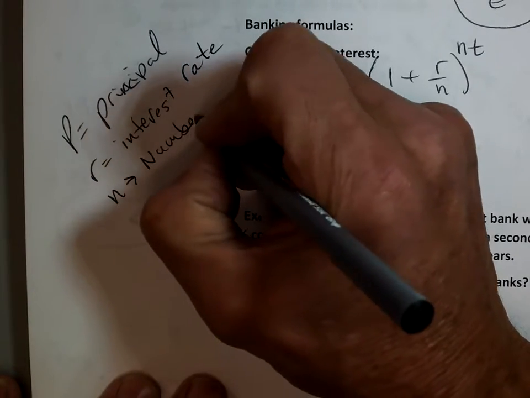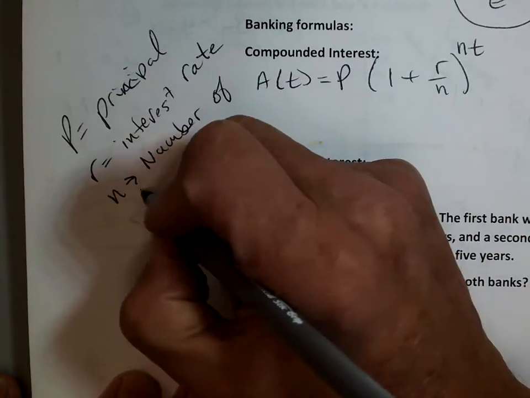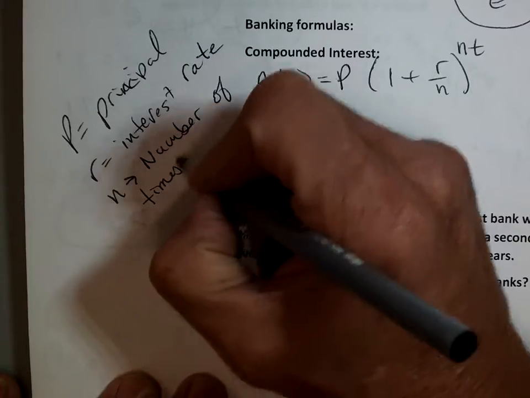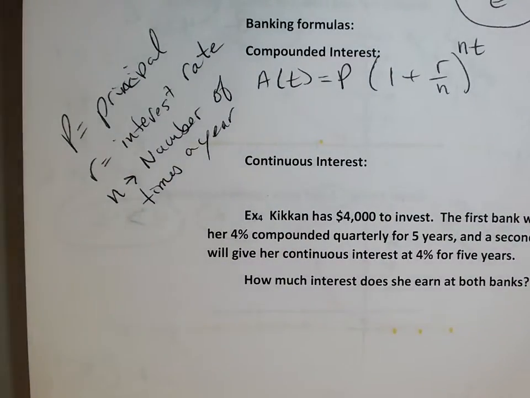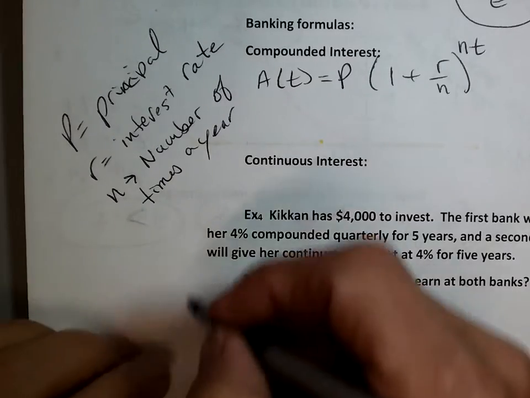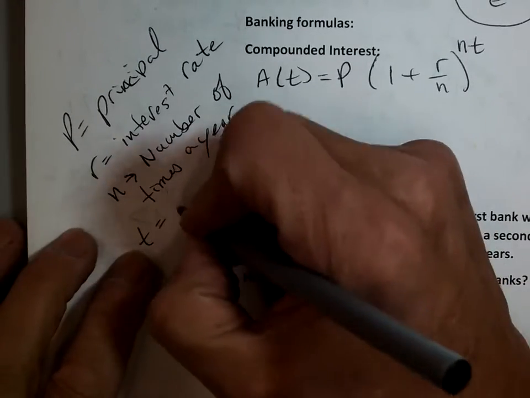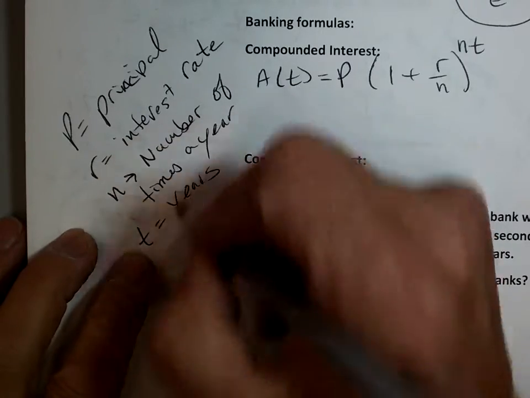Number of times a year. So if it's monthly, N is 12. If it's quarterly, N is 4. If it's semi-annually, N is 2. If it's daily, it's 365, okay? And then T, of course, is time in terms of years, okay?